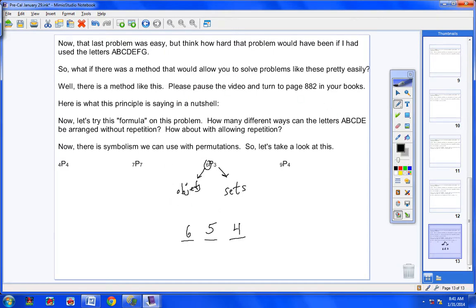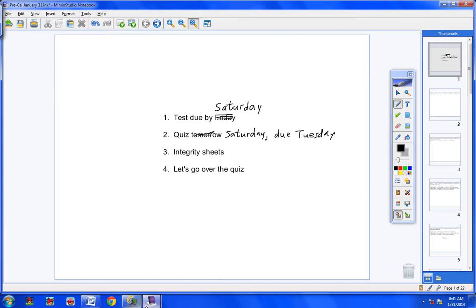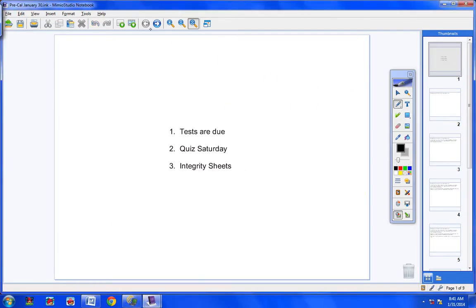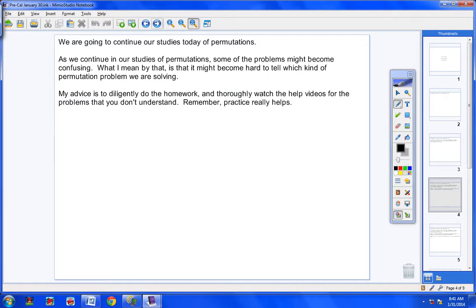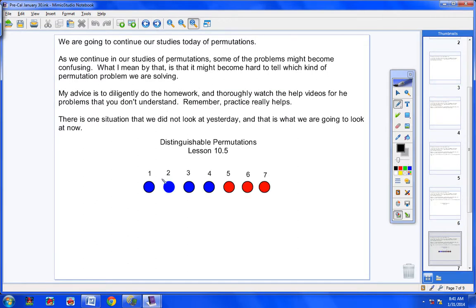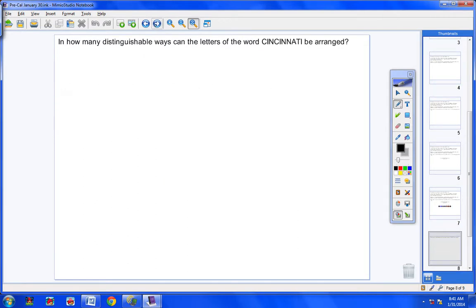This is January 30th. Sorry, this would have been yesterday. Yesterday we finished our study on permutations, and we talked about distinguishable permutations. Okay, and we said whenever you're being asked how many distinguishable ways something can be written, remember, you count the total numbers: 1, 2, 3, 4, whatever the objects are, 1, 2, 3, 4, 5, 6, 7, 8, 9, 10.